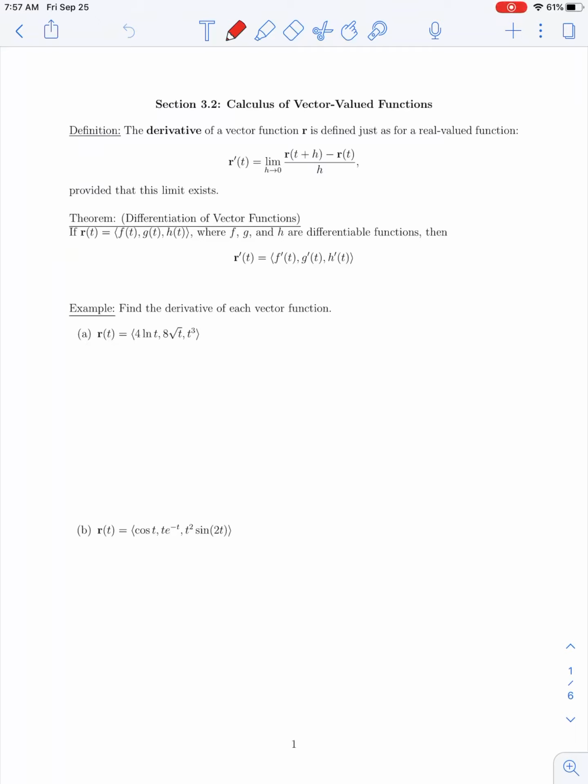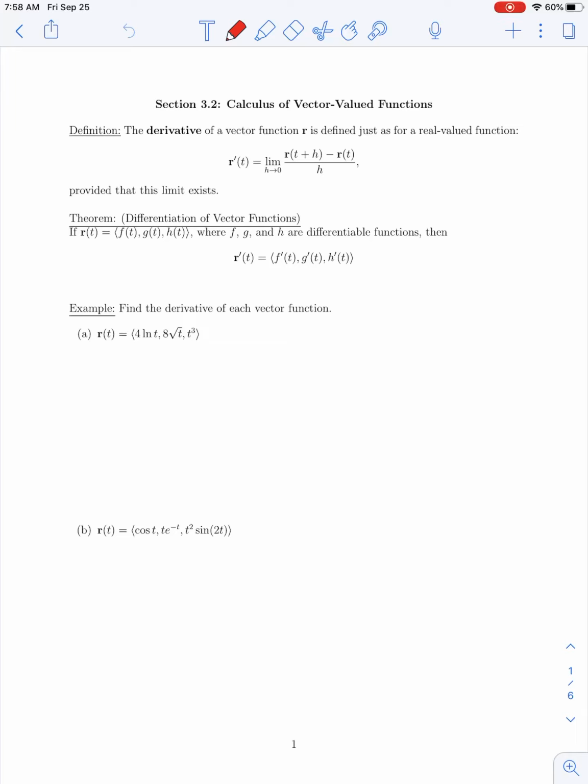Okay, in this lecture we're going to cover our section 3.2 material on the calculus of vector-valued functions. Now in our previous section we had defined a vector-valued function, or a vector function, as a function which takes some input variable, which we're denoting as t, and it assigns to that variable a unique vector in either the plane or in space. That is a unique two-dimensional or three-dimensional vector.